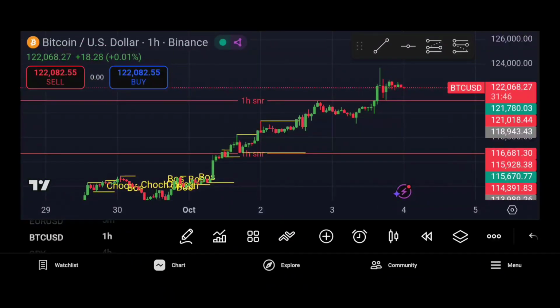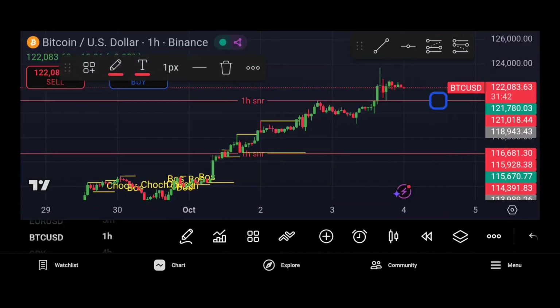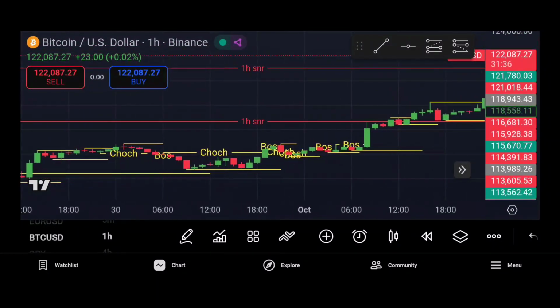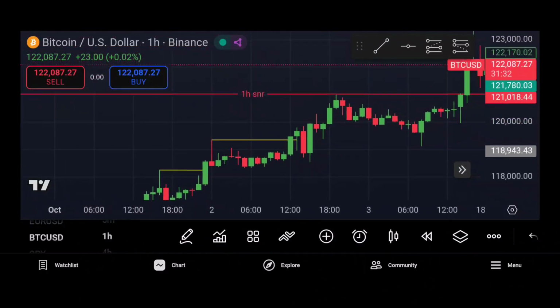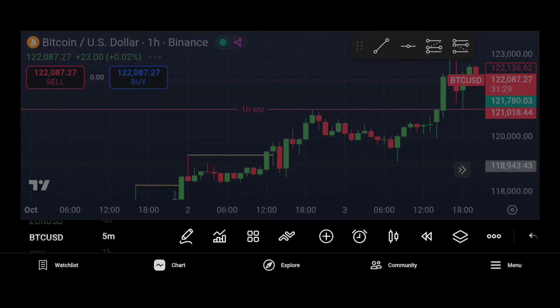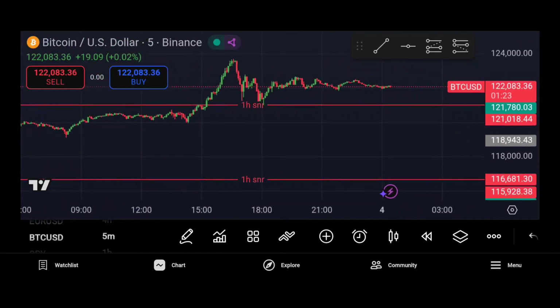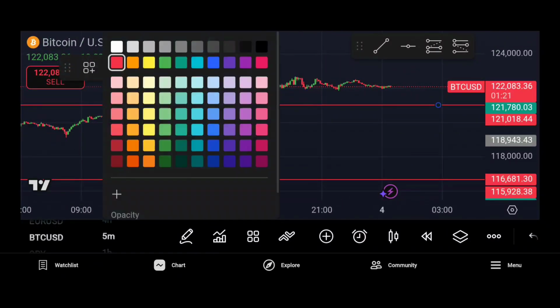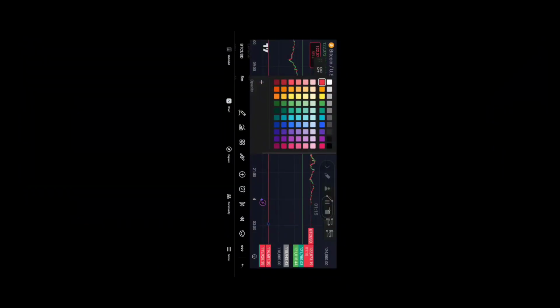So after marking my support and resistance, then I lock my levels so that when I go back to the lower time frame, the levels won't disturb me, so they are not movable. So I go back to my 5 minute. That's where I look out for my setups.